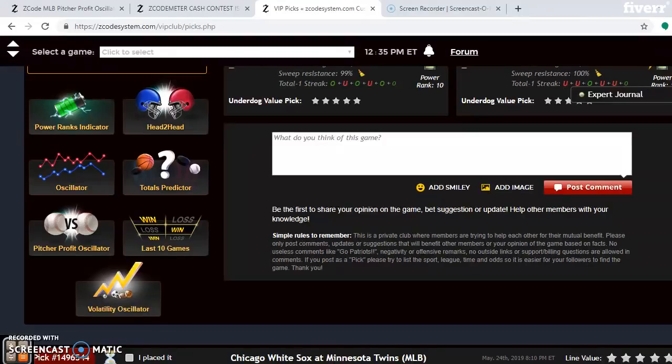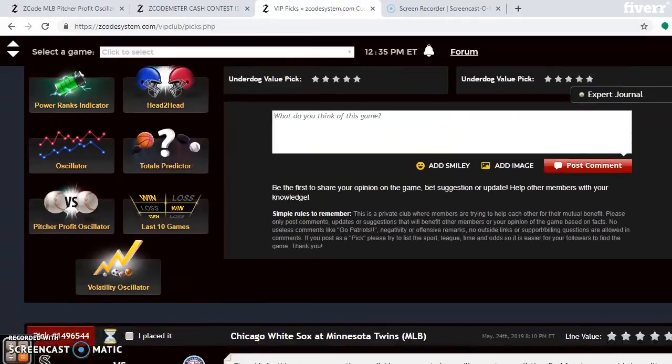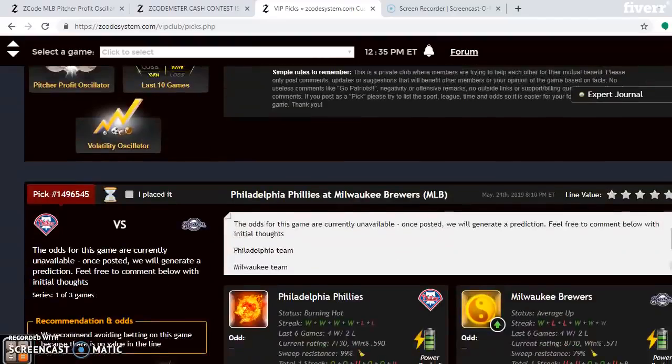The best bet for Houston this weekend is Wade Miley, but he's actually slightly negative on the pitcher profit oscillator. But still, I think because Houston has been playing at home, they have the edge at home. I believe that they will take 2 out of 3 in this series. Let's go down through to some more matchups here.